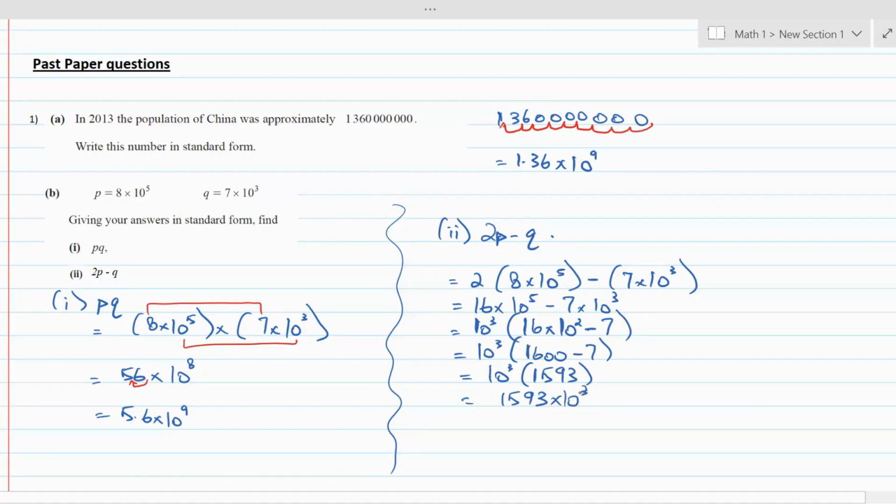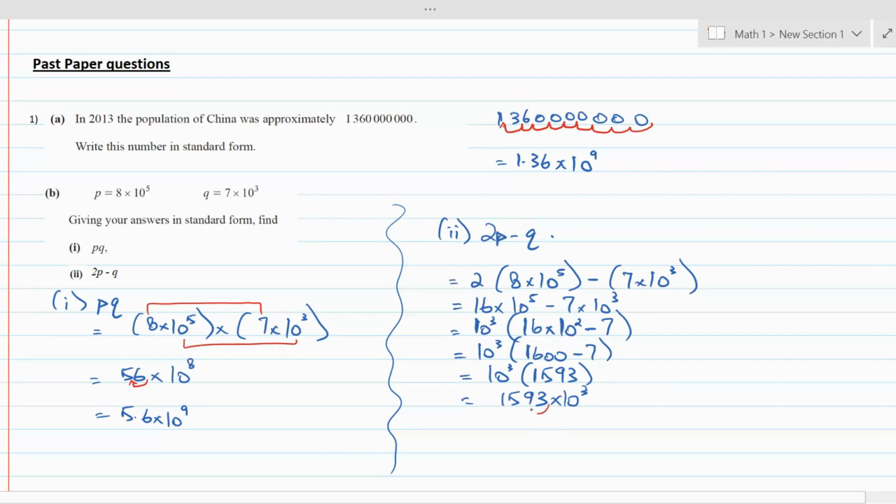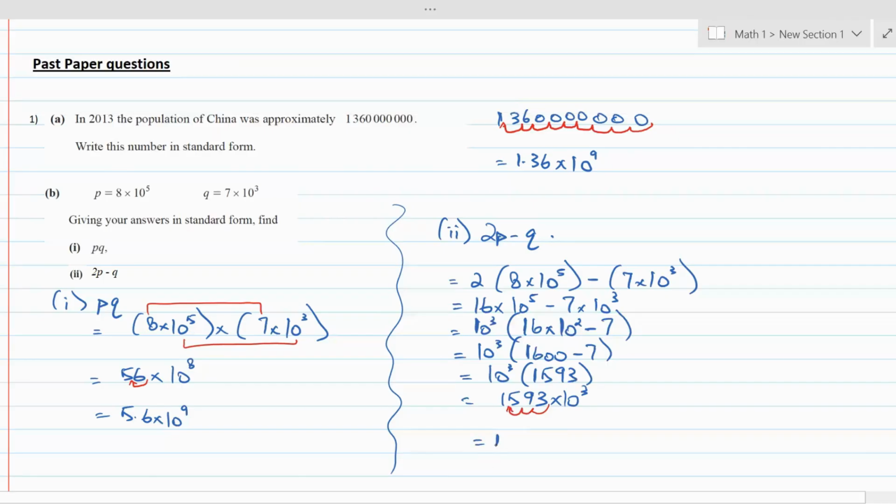And this is not the standard form. Decimal has to be moved 1, 2, 3 places towards the left. So finally, we'll get this as 1.593 into 10 raised to the power. Since 3 decimals are moved towards the left, it would increase by 3, so 10 power 6.